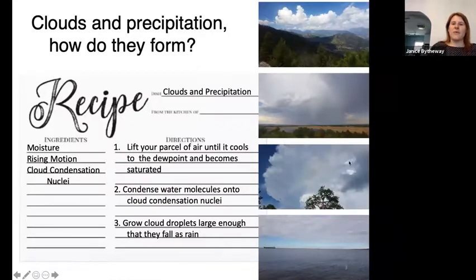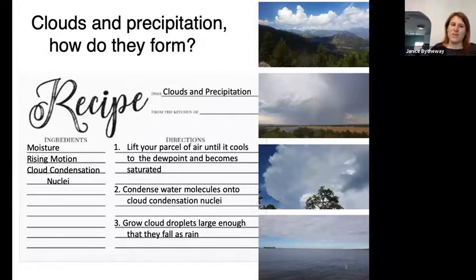So how do we get clouds and precipitation? The recipe for clouds and precipitation is actually pretty simple. And there's a lot of vocabulary words on this slide, but I'll talk more in detail about them as we go through the next couple of slides, and hopefully everything will start to come together and make sense. So the recipe for clouds and precipitation, the ingredients, there's only 3 of them.